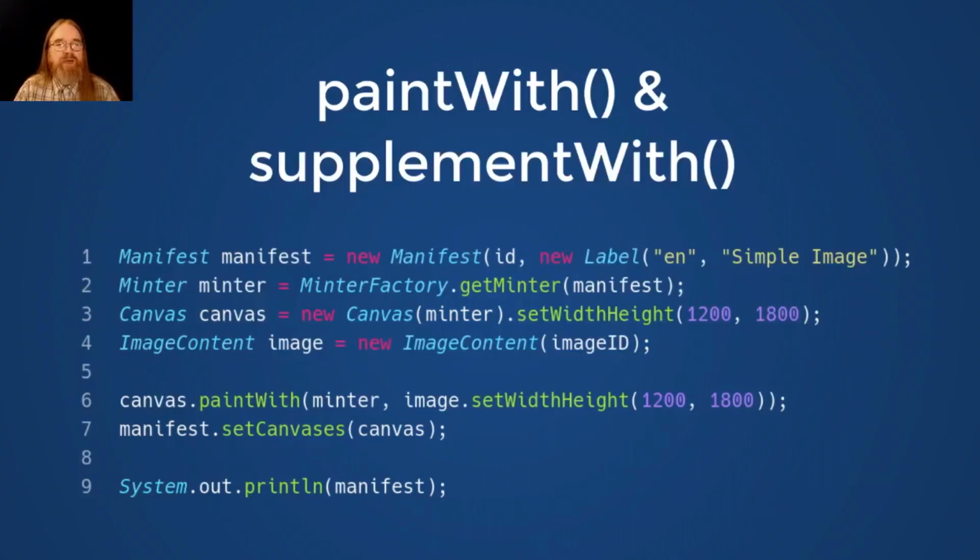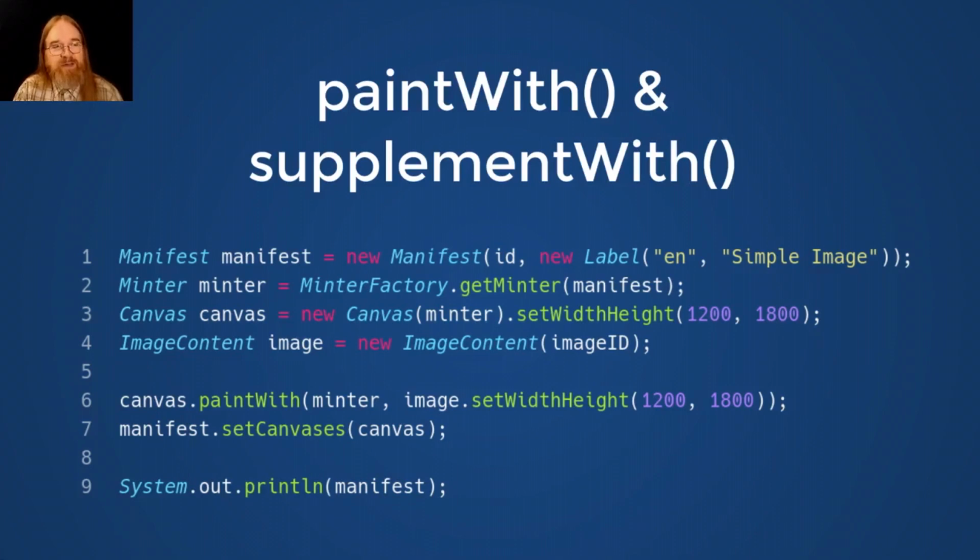There are also the paint with and supplement with convenience methods. These methods save us the trouble of having to create the whole annotation page and annotation structure when we want to paint a content resource onto a canvas. With this, like you can see on line 6, you can have a canvas paint with a particular content resource, and that resource will be created within the annotation and the annotation page structure.